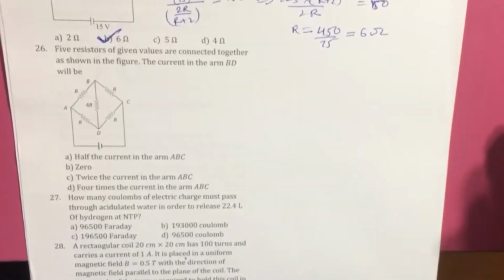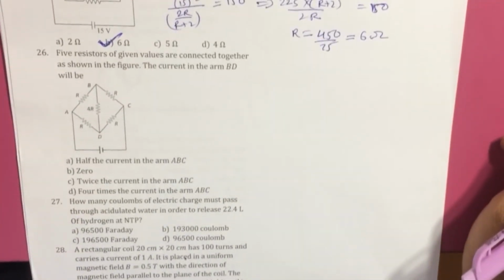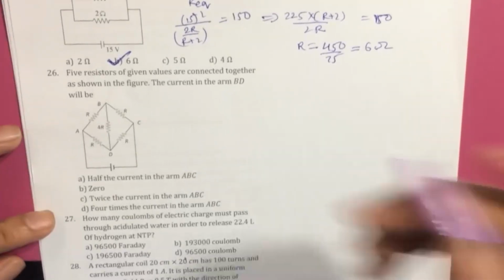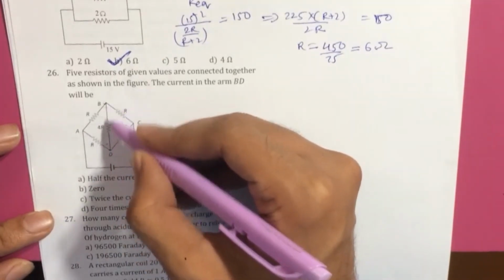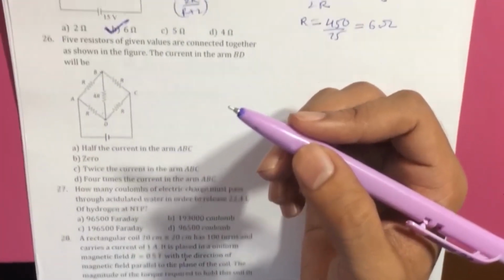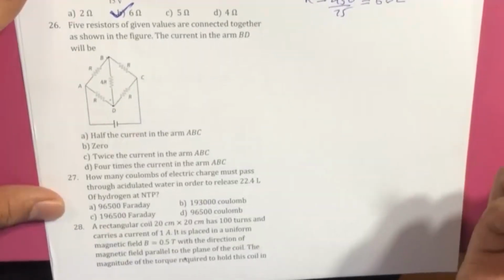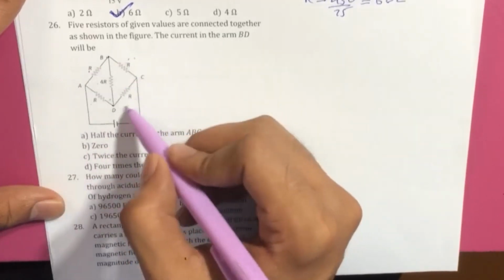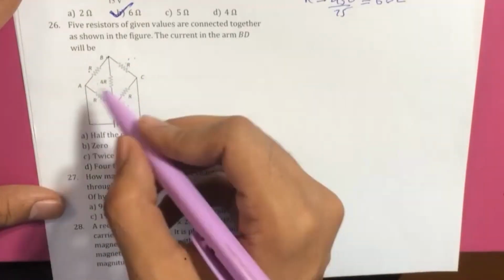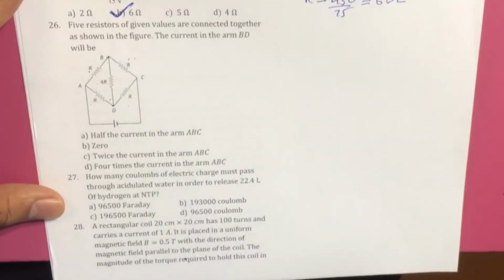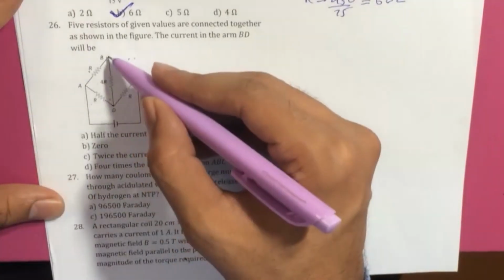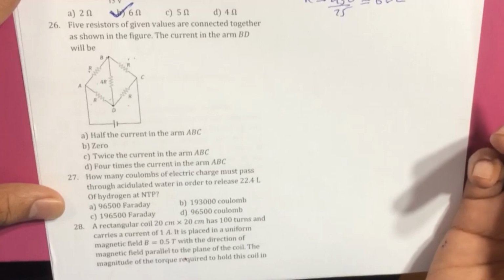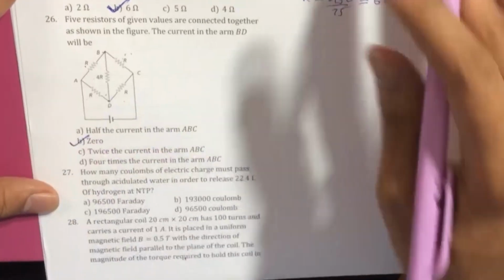Question 26. 5 resistors of given values are connected together as shown in the figure. The current in the arm BD, so the arm BD is basically this arm, that is the central arm, will be. Now there are 5 resistors connected here. Now if you see, the 4 resistors that are forming the quadrilateral here are all having the same value. So basically this forms a balanced Wheatstone bridge, and because this is a balanced bridge, the current flowing through this branch, that the central branch connecting BD, will be 0. So question 26, the answer would be 0.